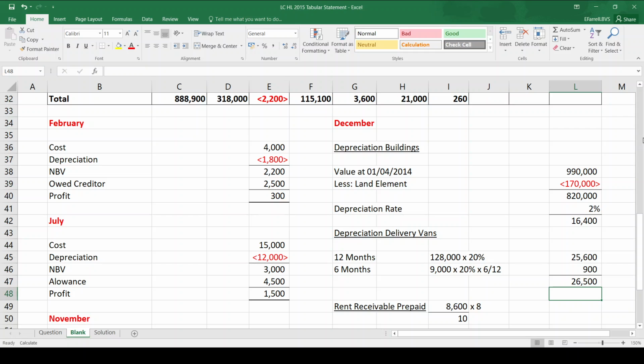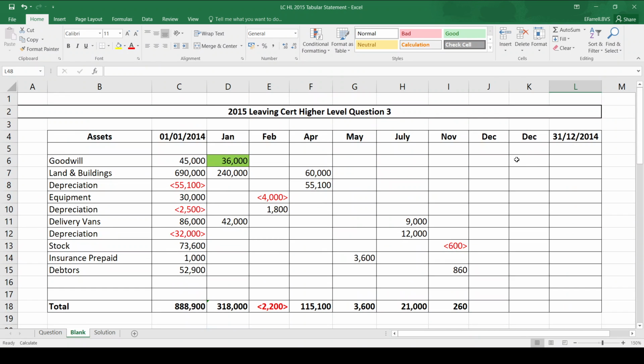So to fill these in above, depreciation of buildings, we worked out to be 16,400. And as depreciation is a minus, the depreciation for this year is going to increase the accumulated depreciation. So that's also going to be minus 16,400. The depreciation of delivery vans is 26,500. And again, it's going to be minus 26,500.